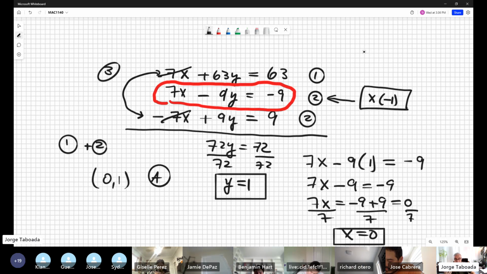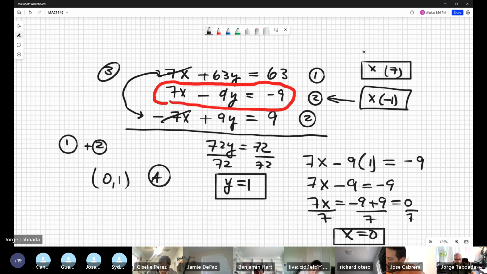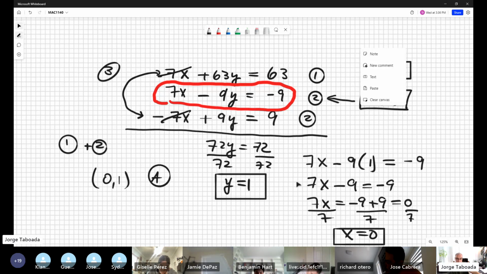There is another possibility, yes. Suppose you decide to multiply equation 2 by positive 7. What is the idea? 7 times 9 is 63, and you have 63 positive and 63 negative, and you eliminate the y. I guarantee you that either way you do it, if you are doing it well, you get the same answer. Okay? Do you understand my explanation very well? Yes. Okay. Let's move into question 4.